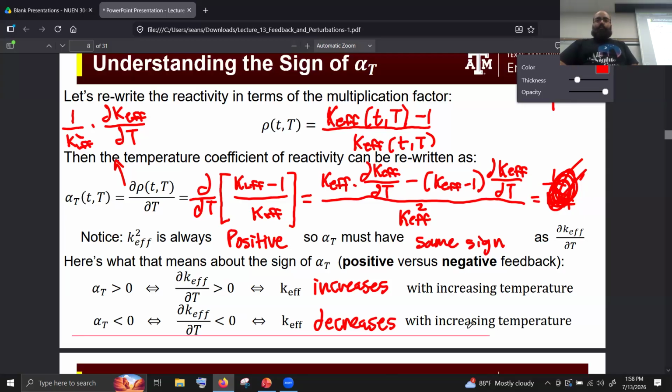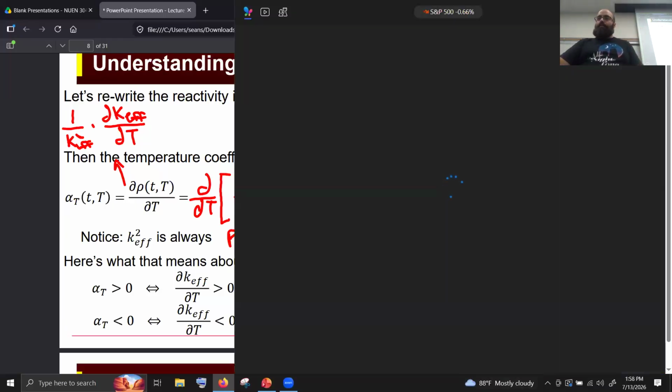Negative is what we want, because that means that if my temperature goes up, it would cause k effective to go down, which would stop things from blowing up out of control. So we want our alpha coefficients to be negative, because that corresponds to negative feedback.